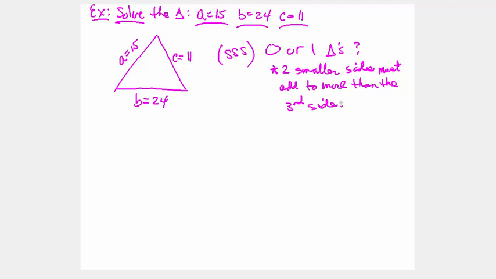That's your simple test you can do to determine if you have 0 triangles or 1 for side, side, side. So take a look at our example here. The two smaller side lengths, of course, are 15 and 11. Add those up, you get 26, which is more than the other side of 24. So indeed, we're going to have 1 triangle for this case.